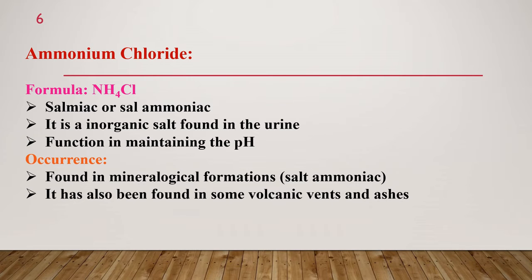Ammonium chloride. The formula for ammonium chloride is NH4Cl. Ammonium chloride is also known as salmiac or sal ammoniac. Ammonium chloride is an inorganic salt that is found in the urine. Ammonium chloride has a function in maintaining the pH of the body. Occurrence. Ammonium chloride is found in mineralogical formations and in this form it is known as sal ammoniac. It is also found in some volcanic vents as well as in ashes.